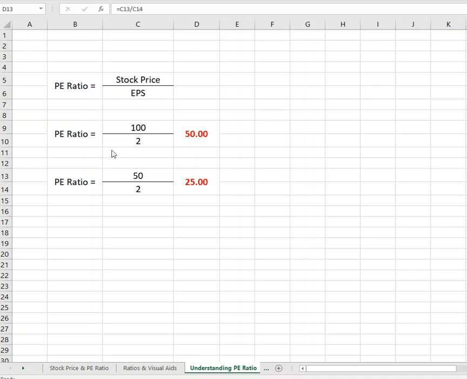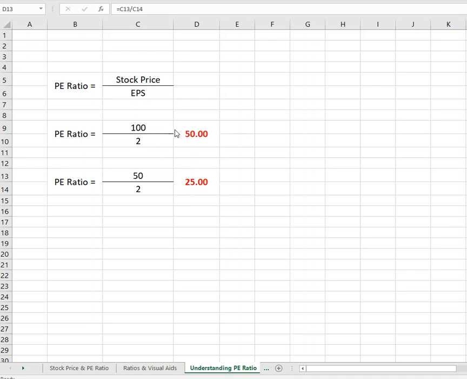So we've got two examples here. Let's say there's a company whose stock is selling for $100 per share on the stock market, and its EPS, earnings per share, is $2. So it would have a PE ratio of 50. That's kind of high. It's not extremely high, but it's kind of high. But there's another company whose stock is now selling for $50 per share, and their earnings per share is also $2 per share. So their PE ratio is 25.